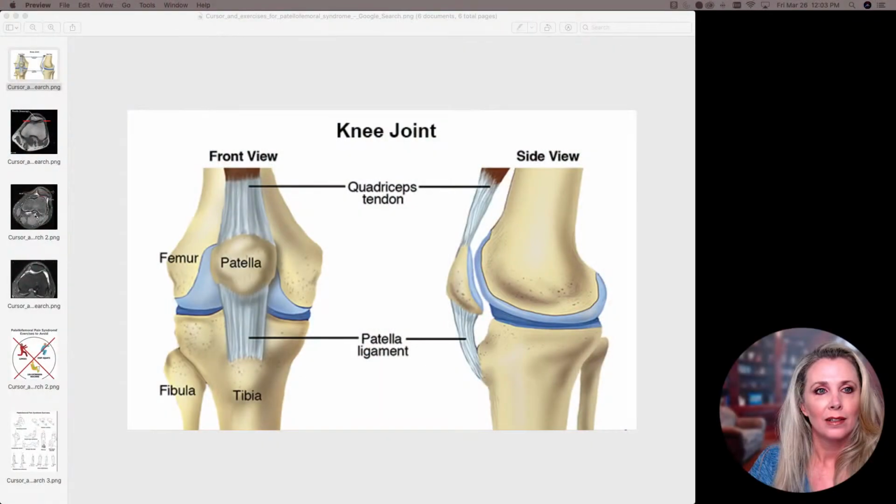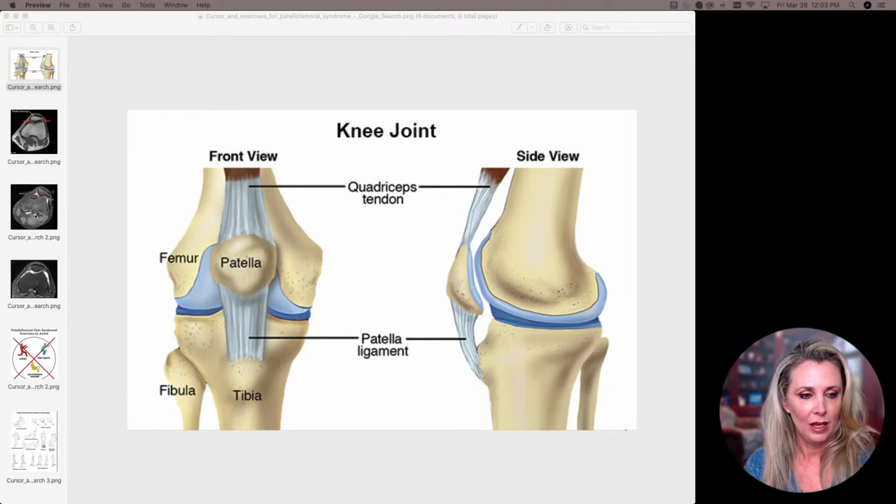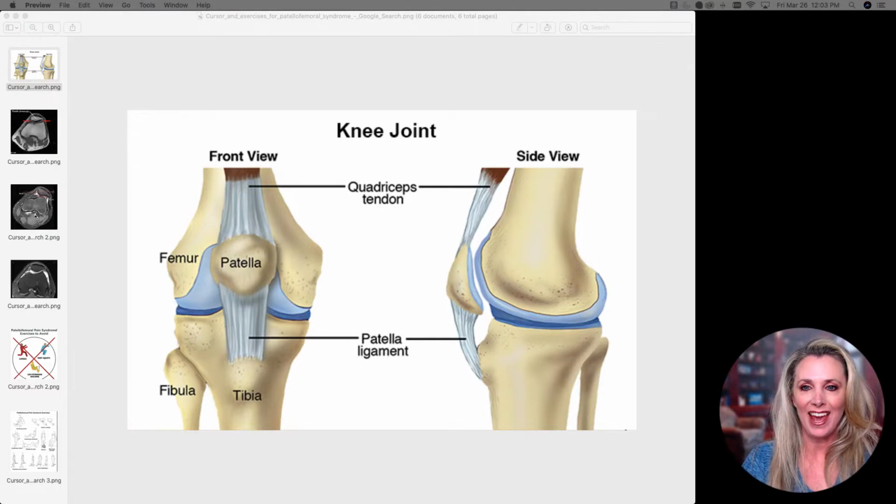I need to open something also. Let me show you this diagram though. I have to open one other thing really quick. Sorry about that.